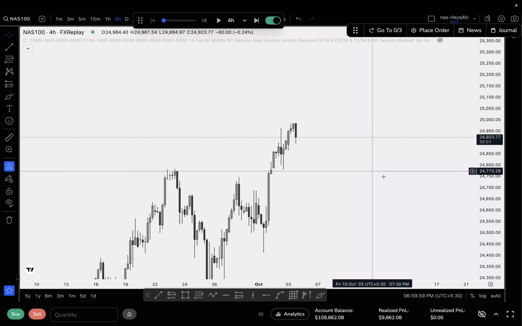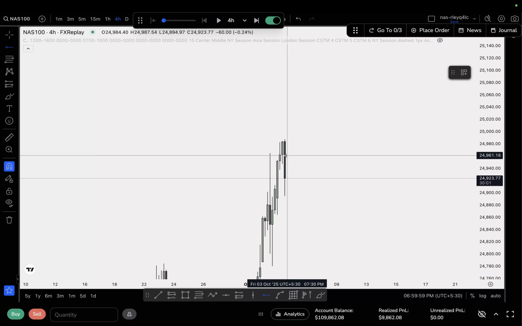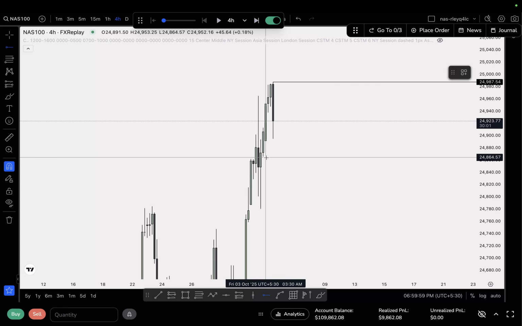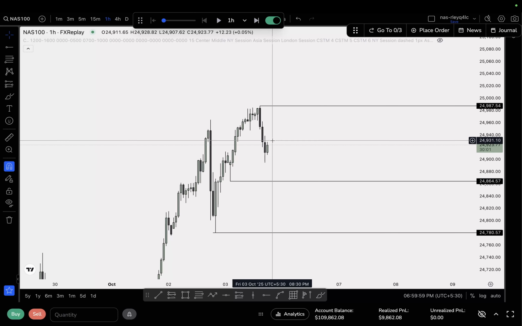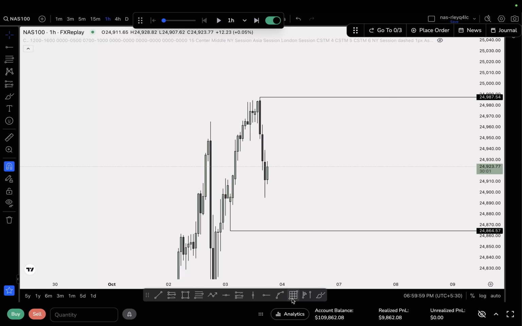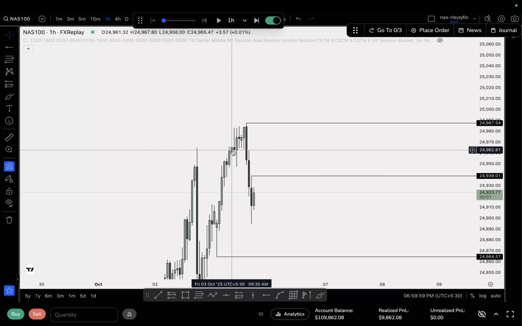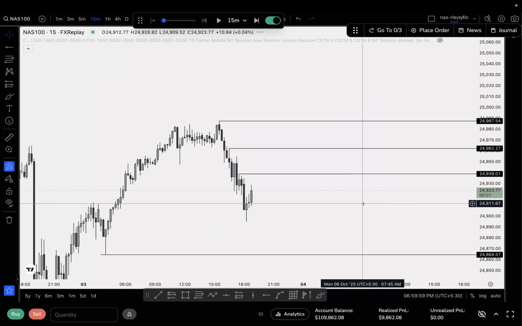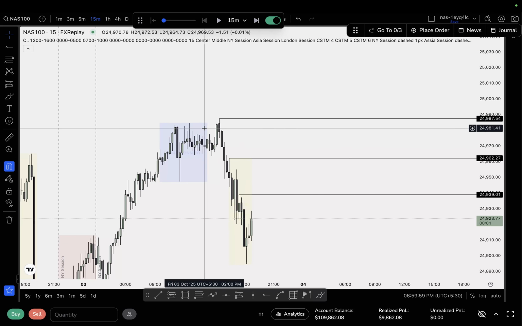So 4 hour, overall price action is clearly bullish. Blindly target these highs. If it wants to go lower, 4 hour low, 4 hour low, hourly, that's hourly low. Trend is hourly unfilled gap, hourly unfilled high. Is this an unfilled gap? Yep, unfilled gap right there. 15. Asia got taken out.